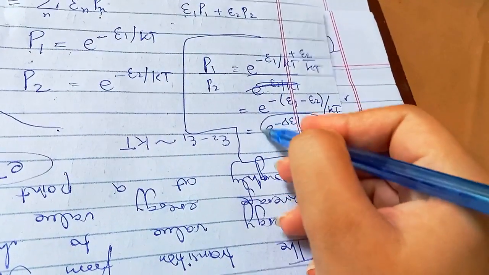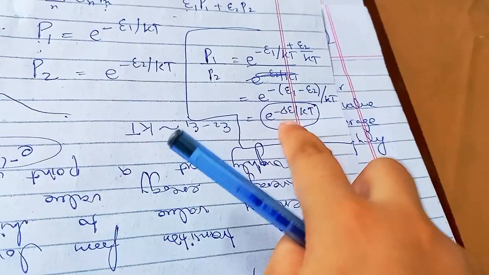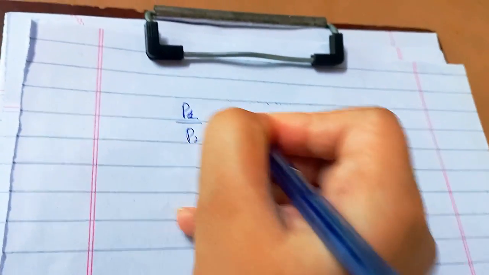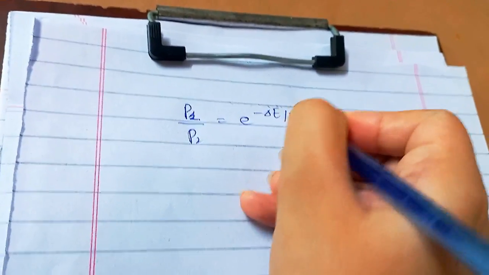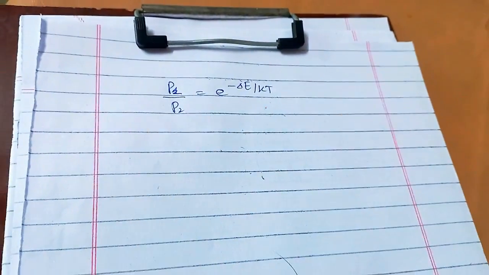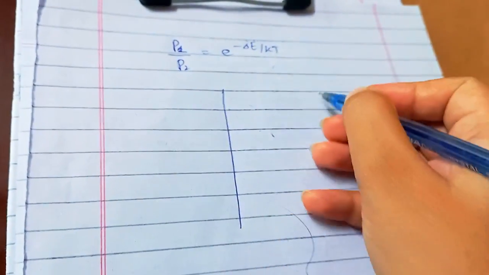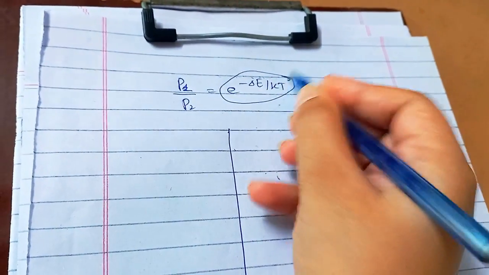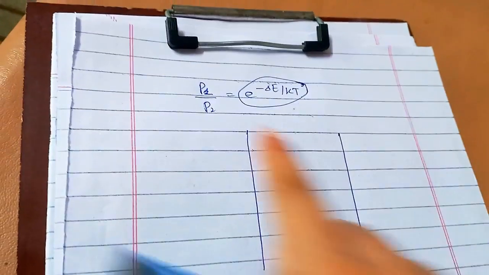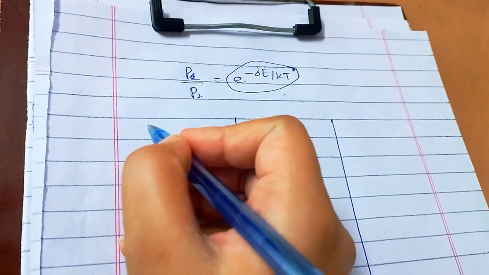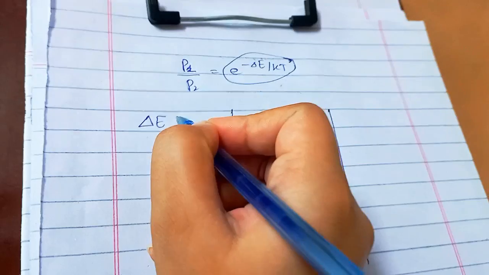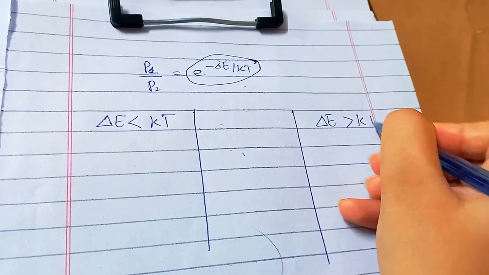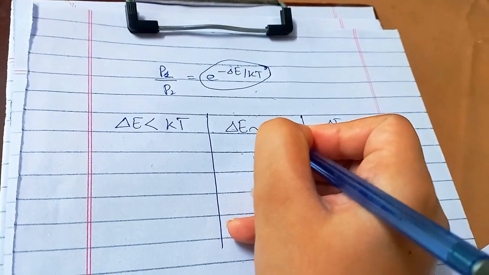There are three parts of these terms. Let's write here P1 by P2 equals e to the power minus delta E by kT. There are three parts this value could have. There is one section, second section, and the third section for the comparison of delta E by kT, as this factor is the determining factor for how P1 compares to P2. There is one region where delta E is less than kT. There is another region where delta E is greater than kT, and there is a region where delta E is comparable to kT.